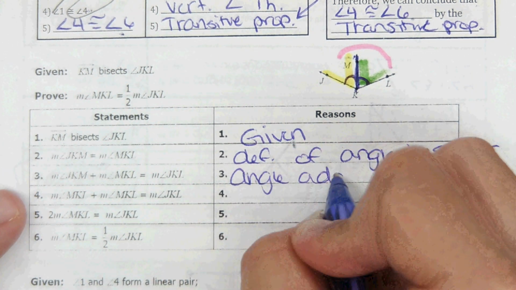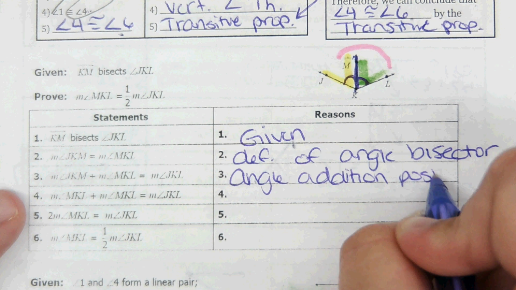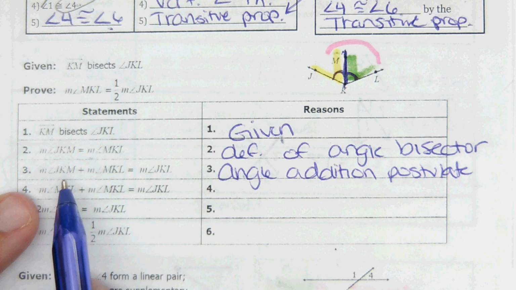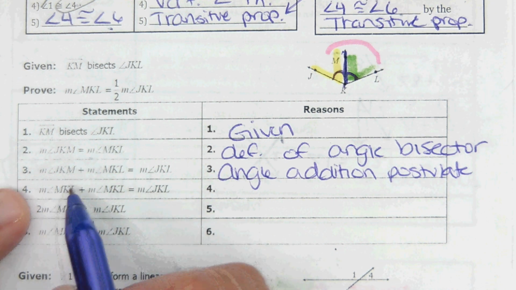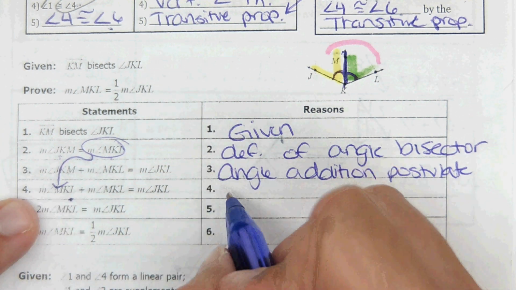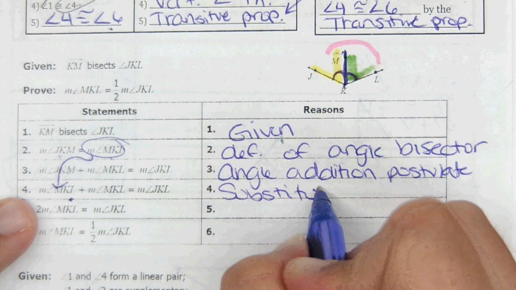Then it says that JKM, so this angle, plus MKL equals the whole thing. That was angle addition postulate. And then they say, okay, MKL plus MKL equals JKL. So what they did here was, since JKM equals MKL, they plugged it in here for JKM. So that would be substitution.